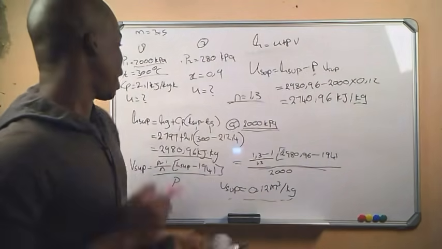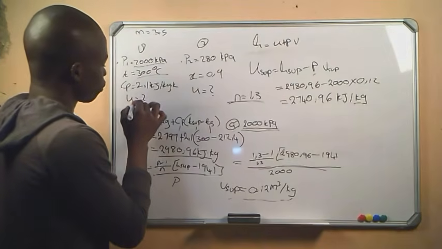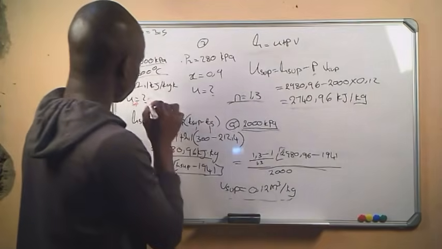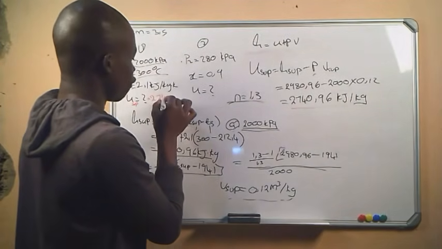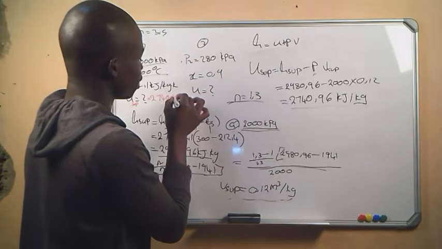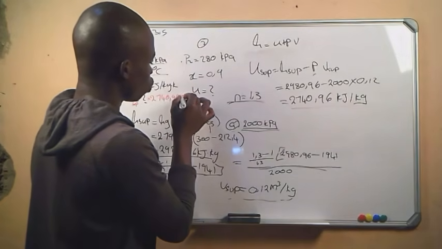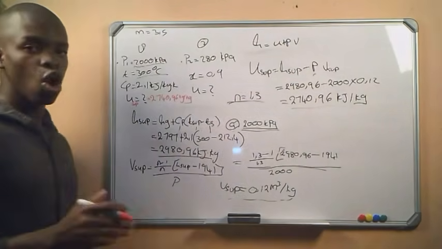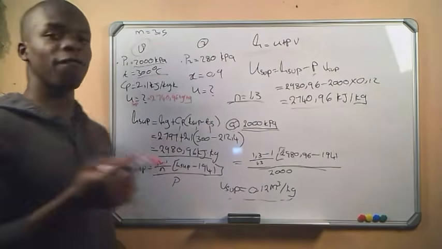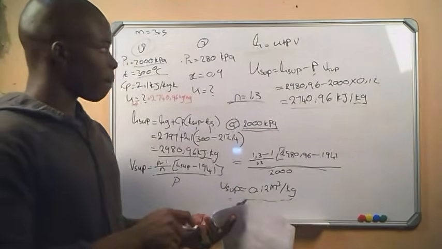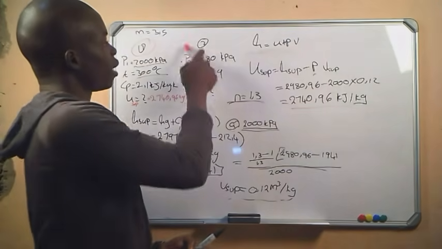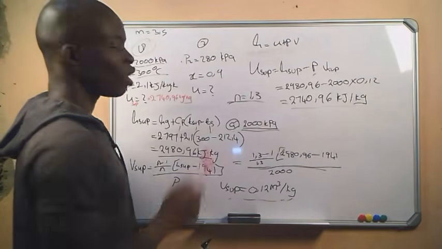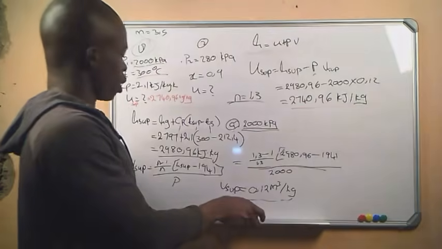So now we have our U sup. This is our U sup, and it is equal to 2740.96 kilojoules per kg. So we are done with the initial phase. So now we must go to the final phase, where we will have to calculate also the internal energy. And then let's erase this.